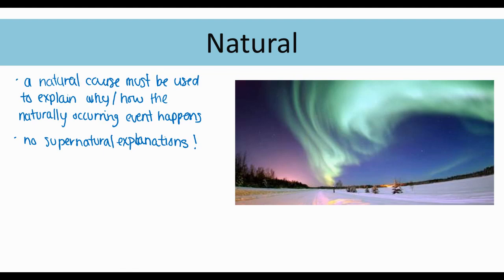So what I mean by no supernatural explanations is, if you look at this picture of the Northern Lights, you cannot explain why those Northern Lights happen by saying that they occur because of God's warring in the heavens, okay? You have to find the natural explanation behind the phenomenon. So in this case, the reason why the Northern Lights occur is because the gas particles in the thermosphere are colliding with the charged particles that are being released by the sun. That excites the particles, and then they release light as they calm down.